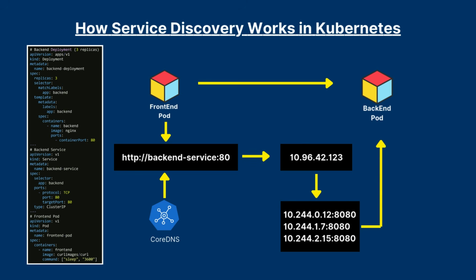And the best part, even if those backend pods restart, change IPs, or move to different nodes, the service and endpoints mapping takes care of it automatically. So as a DevOps engineer, you don't worry about the pod IPs. You just use the service name and Kubernetes makes sure the traffic always reaches the right pod.